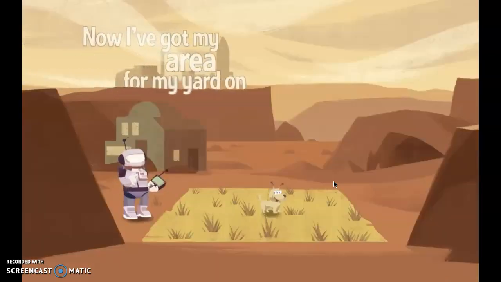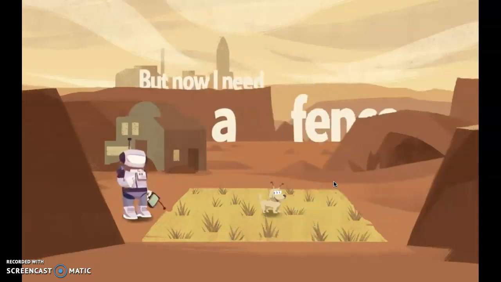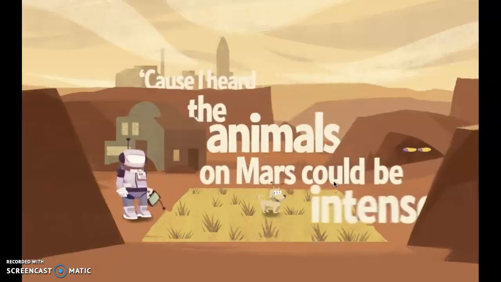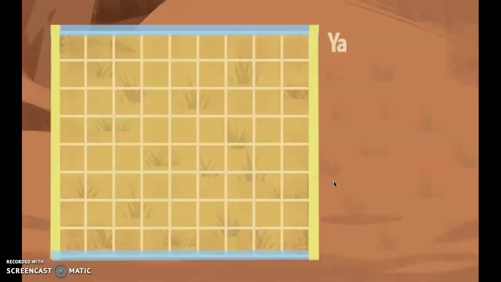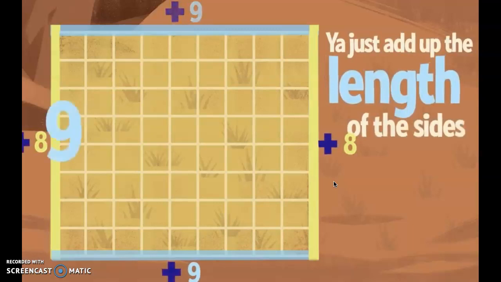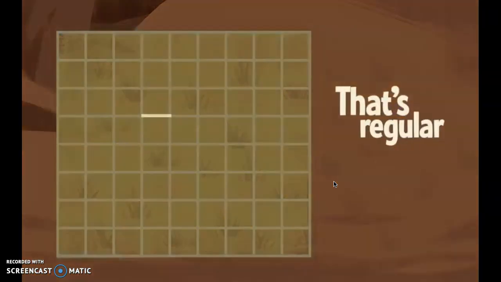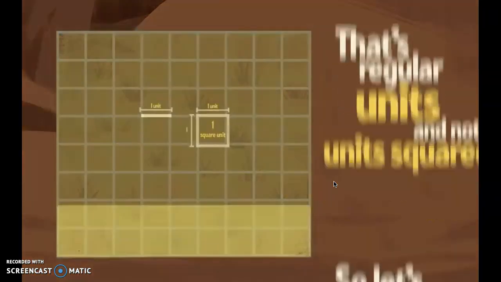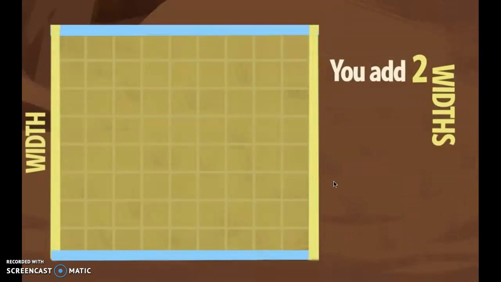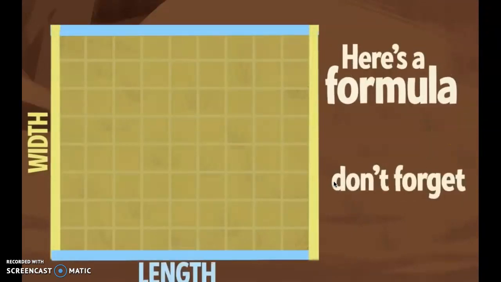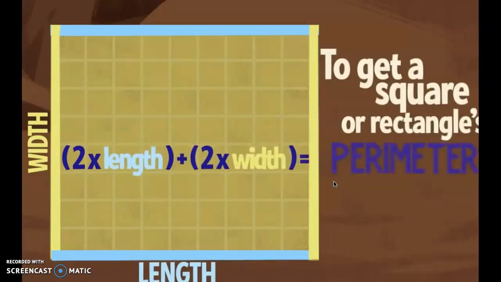Now I've got my area for my yard on Mars, and there's plenty of room for Marvin to live large. But now I need a fence, because I heard the animals on Mars could be intense. So I'll need a perimeter, the distance around my whole yard. How do you get it? Just add up the length of the sides. 9 plus 8 plus 8 plus 9 is a perimeter of 34 feet. And that's regular units and not units squared. So let's take a look from another angle. To get the perimeter of a square or rectangle, you add 2 widths plus 2 lengths. Here's a formula: 2 times length plus 2 times width to get a square or rectangle perimeter quick.